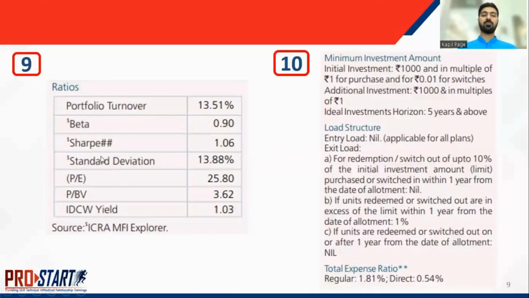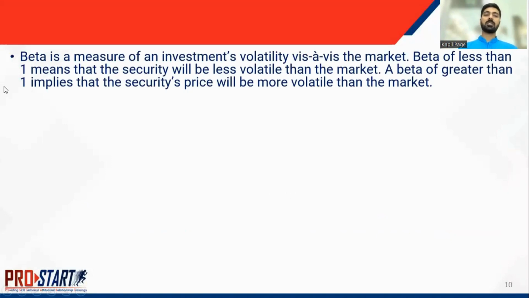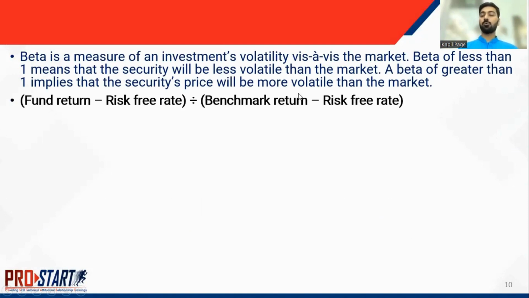Now let's take a look at a few ratios. Beta, as we saw, is the measure of an investment's volatility vis-a-vis the market. Then we saw how to calculate it. A beta of greater than 1 implies that the security's price will be more volatile as compared to the market. So we calculate it by the fund's return minus the risk-free rate divided by the benchmark return minus the risk-free rate.